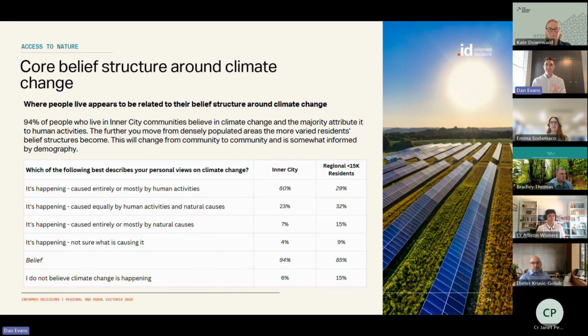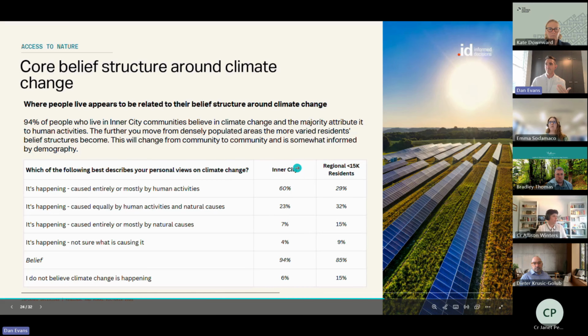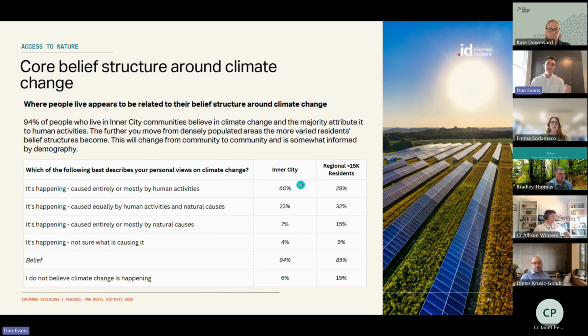What is different though, and where I think there's a lot of nuance, it's pretty simple nuance, but nuance that needs to be understood, is how people construct their belief around climate change. So when we do this work in inner city areas, inner city residents have a completely different belief structure around what's forming climate change to people who live in less densely populated areas. So this little table here shows us that when we surveyed inner city people, 94% of them believe in climate change. 60% of them believe it's caused by humans, mostly or entirely caused by humans.